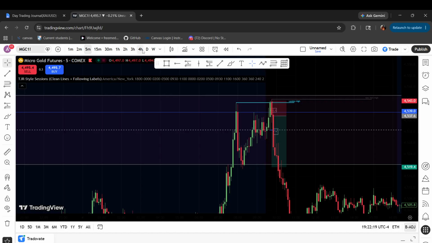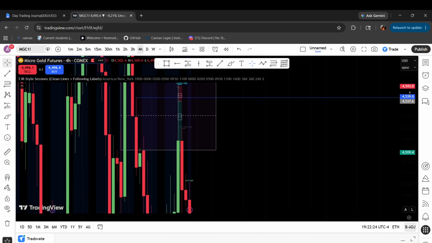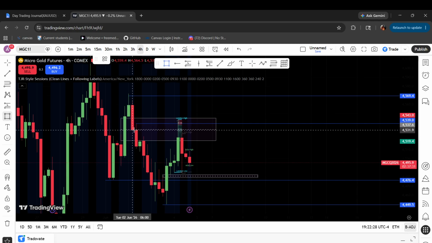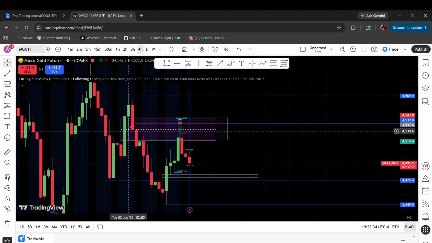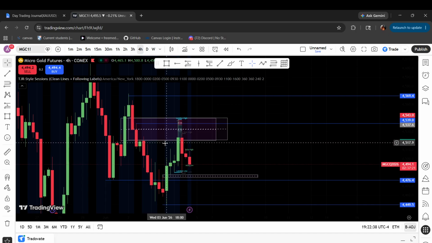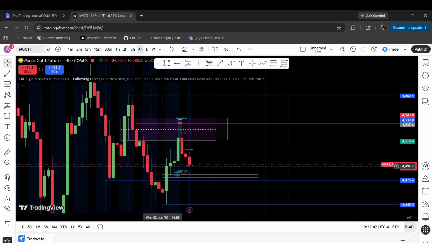So firstly, I went to the 4-hour time frame of MGC and I see that we had these inverse fair value gaps. We had this inverse fair value gap, and we also had these fair value gaps over here. If you have two fair value gaps, just connect them into one. It's literally the same thing, but essentially we had an inverse fair value gap and a fair value gap on the 4-hour time frame.